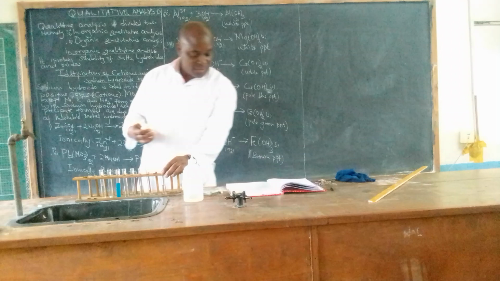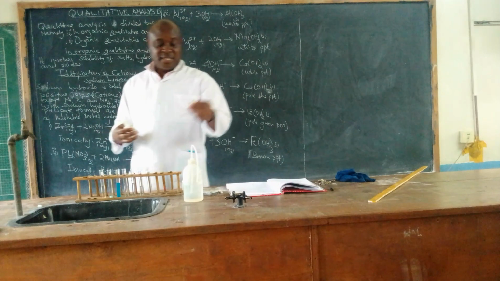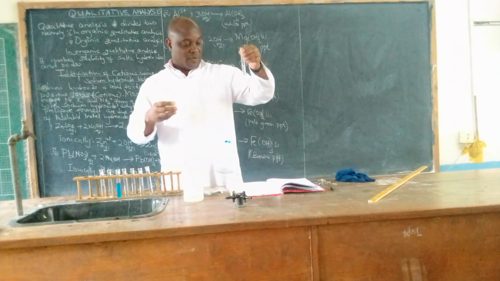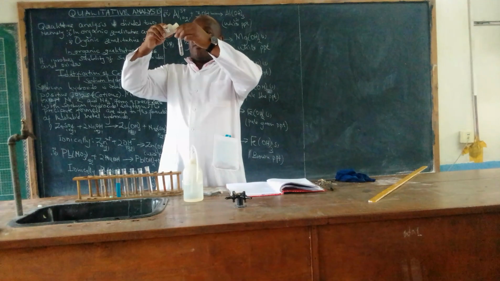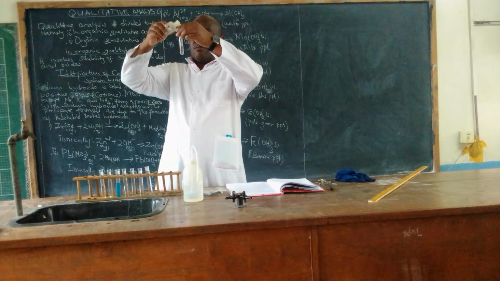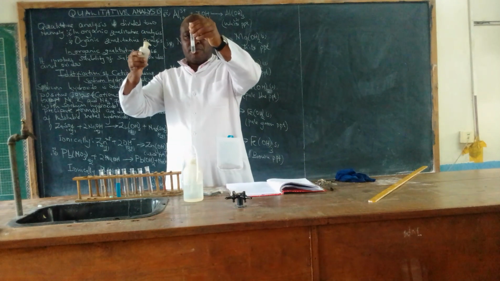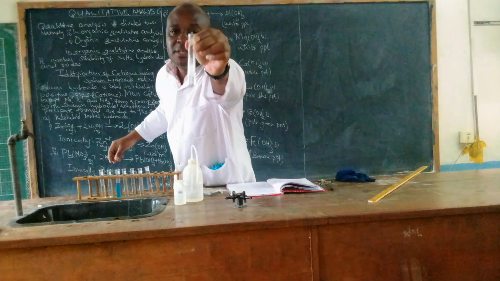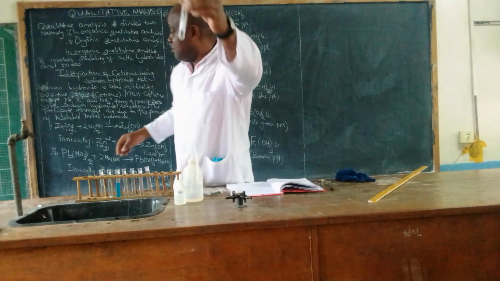So we are going to start with the zinc sulfate. When zinc sulfate is combined with the sodium hydroxide, let us see what is formed. We put a few drops. A white precipitate is formed, as you can see. This is the white precipitate.